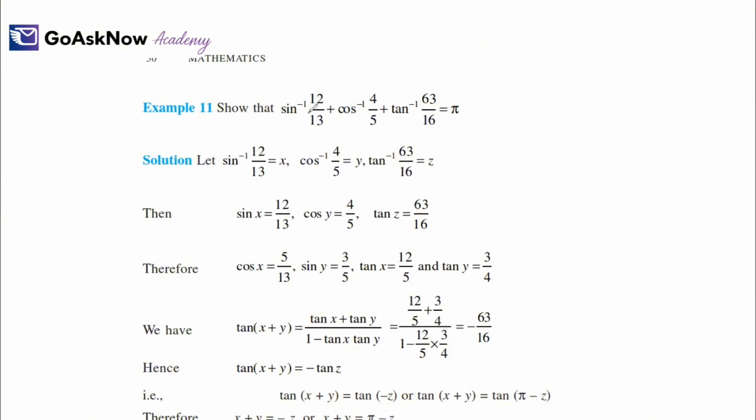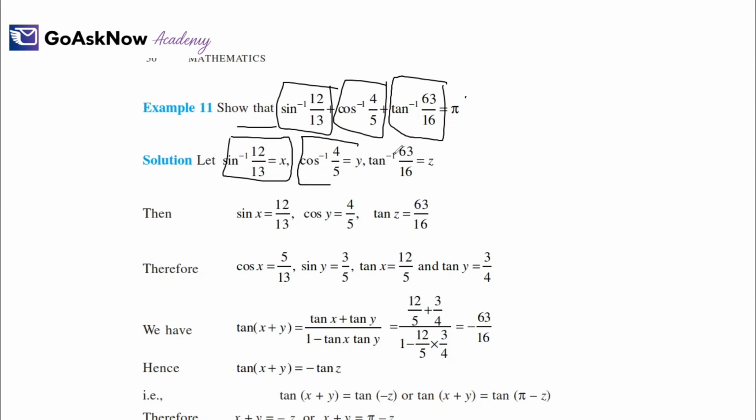We have to show that sin inverse 12 by 13 plus cos inverse 4 by 5 plus tan inverse 63 by 16 is equal to pi. Okay, good question. So assume sin inverse 12 by 13 is equal to x, cos inverse 4 by 5 is equal to y, and tan inverse 63 by 16 is equal to z. Now sin x will become 12 by 13, cos y will become 4 by 5, and tan z will become 63 by 16.